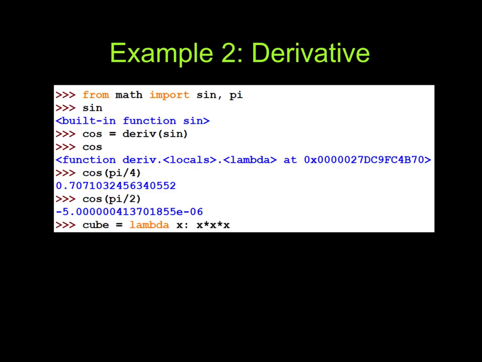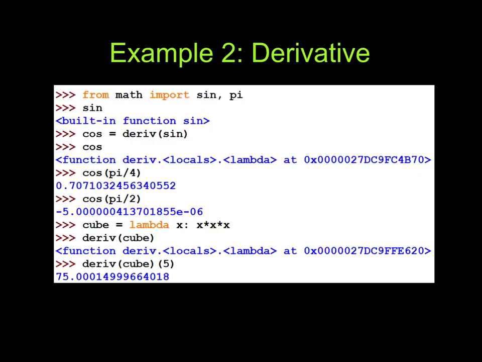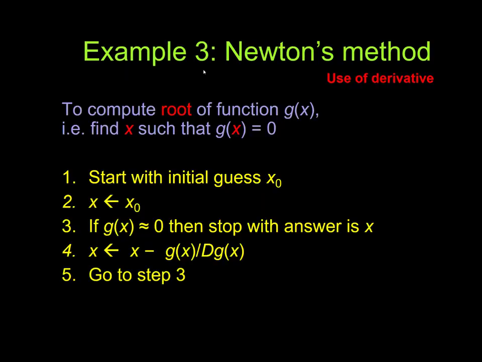If you have a cube, the derivative of x cubed is 3x squared. So 3x squared with x equal to 5 is 75. Our example 3 is Newton's method. It uses the derivative in example 2. Newton's method is to find the root of a function g(x). That is, to find x such that g(x) equals 0.